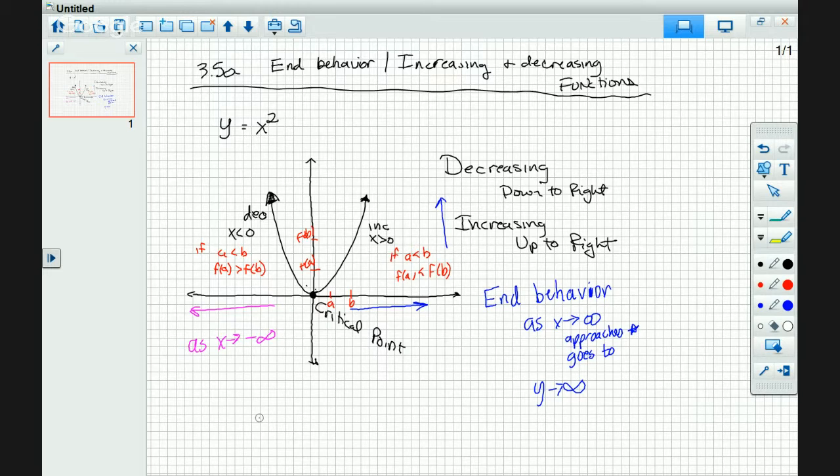Now, as x approaches negative infinity, so we consider the x positive and the x negative, every time you can start your statements with these. As x goes to negative infinity, where is the y going? Positive infinity. So if you need to draw the arrows, do it. It tells you right what you need to write. Okay?